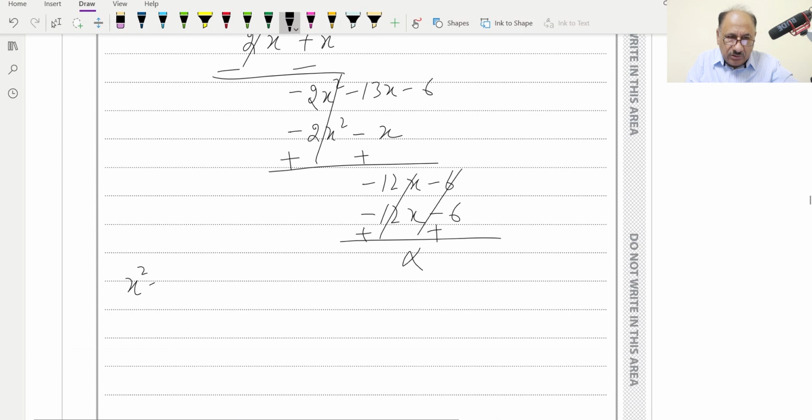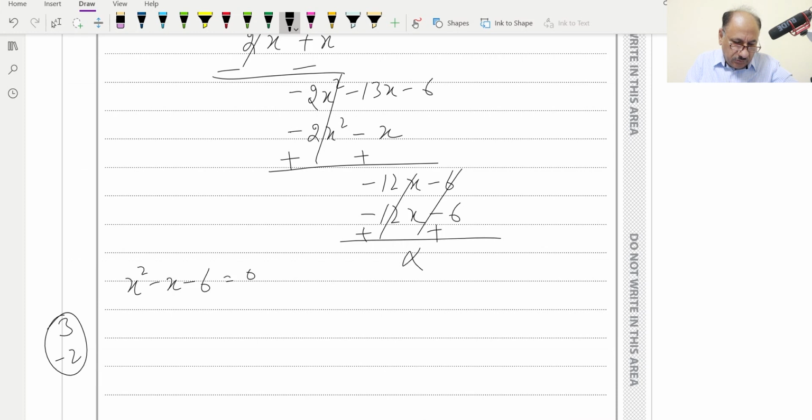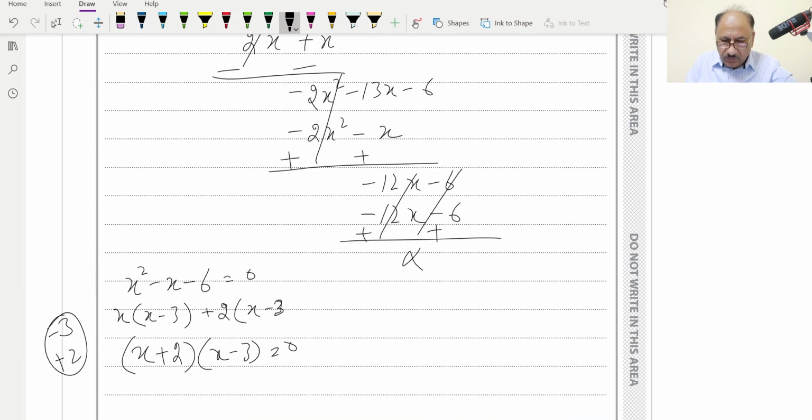So we can take x squared minus x minus 6 equal to 0, and we can factorize this, and for factorization we can use a calculator. So mode 5 3, and the coefficient of x squared is 1, coefficient of x is minus 1, and the constant is minus 6, so this will be giving us values 3 and minus 2. So 3 and minus 2, these values with the sign changed we can use, this will be x plus 2 and x minus 3 is equal to 0. So the intermediate step we can write like this, and equal to 0.